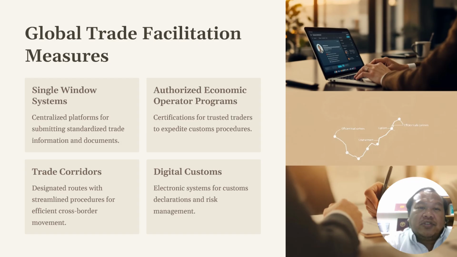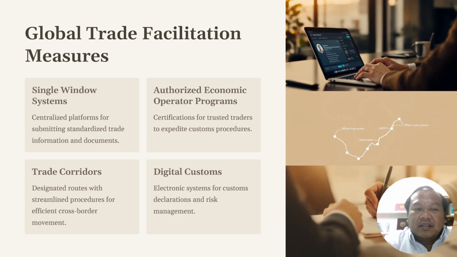So there are trade facilitation measures. So there are four, in fact. We have single window systems. Then we also have the authorized economic operator programs. There's the trade corridors, and there's the digital customs. So what are these facilitation measures? Number one, centralized platform for submitting standardized trade information and documents.